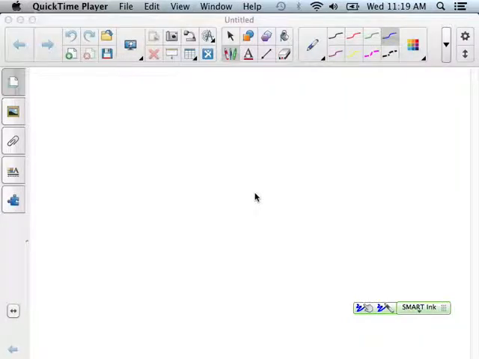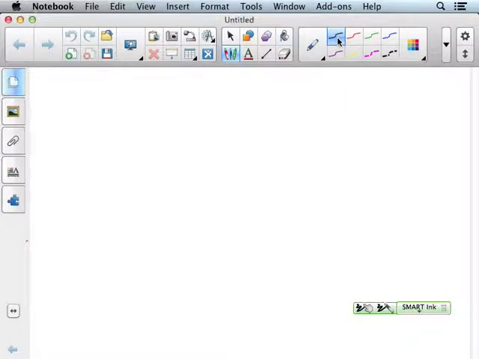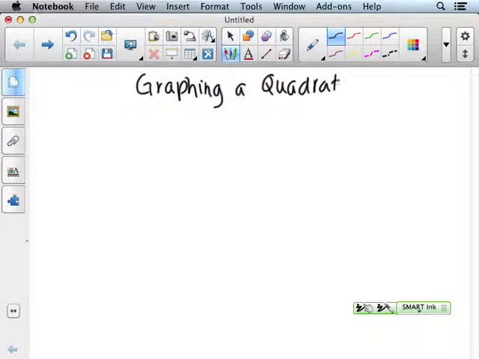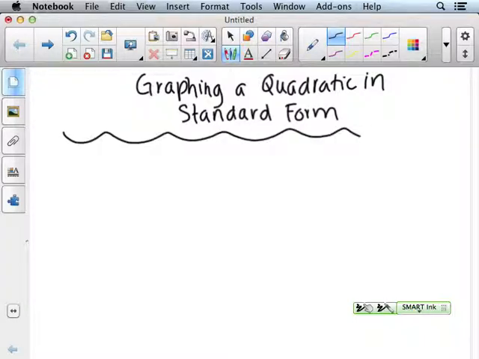Okay, we're going to go through these notes pretty quickly today. This is graphing a quadratic in standard form. So, you guys should already have watched the PowerPoint with all the vocabulary, so this should all be familiar to you. And I'm going to work through this example.